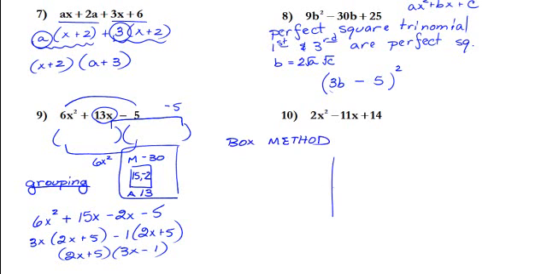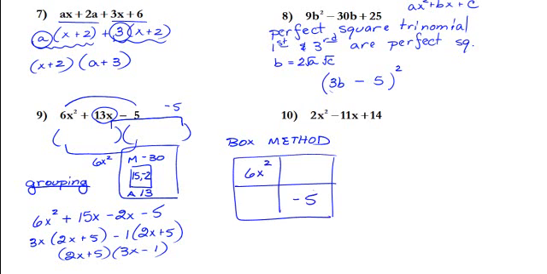you draw a box, divide it up into 4 squares. Top left, you put down 6x squared. Bottom right, you put down the last term of negative 5. In the top right and the bottom left boxes, you put down the two numbers that you got when you played the number game. Again, order doesn't matter. So I'll put a 15, we need an x after it, and then a negative 2, need an x after it.